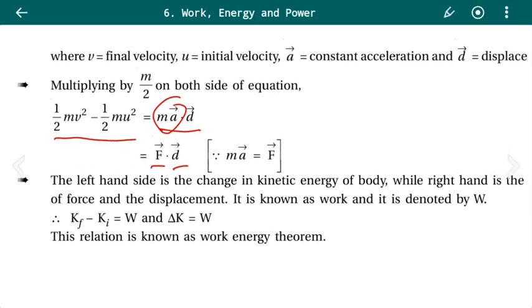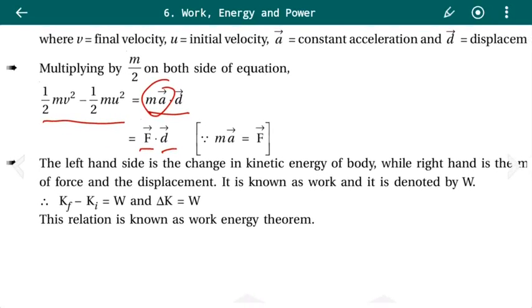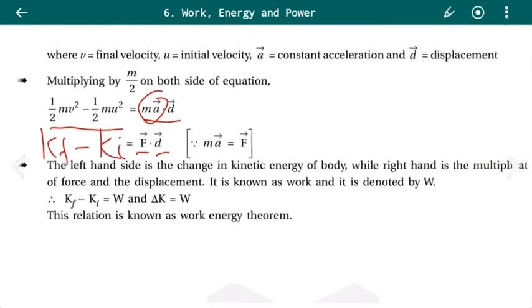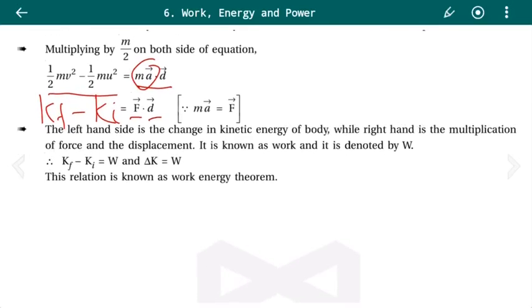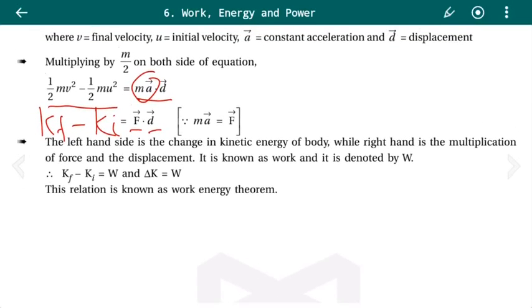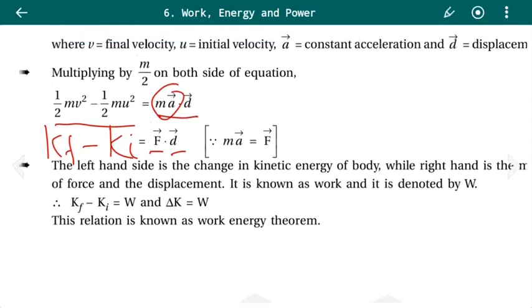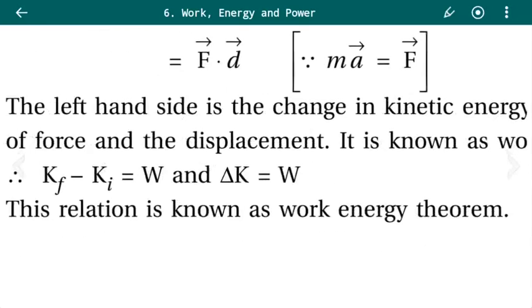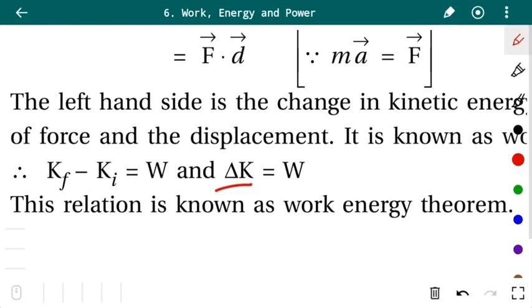Now the left hand side is the change in the kinetic energy of the body, because we have seen that half mv square is Kf, the final kinetic energy, minus half mu square, which is Ki, the initial kinetic energy. The right hand side is the product of force and displacement. It is known as work and it is denoted by W. So over here we can write it as W. So this equation can be written as Kf minus Ki equals W. Kf minus Ki, that is delta K, the change in kinetic energy, equals W.